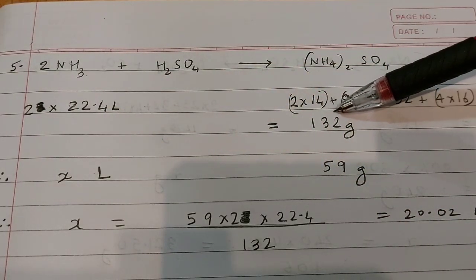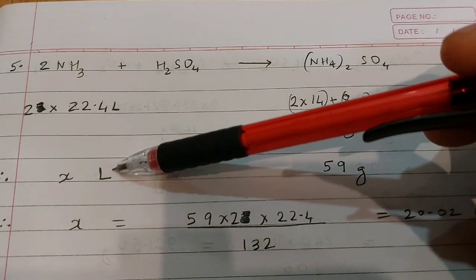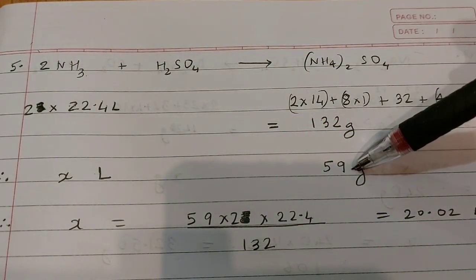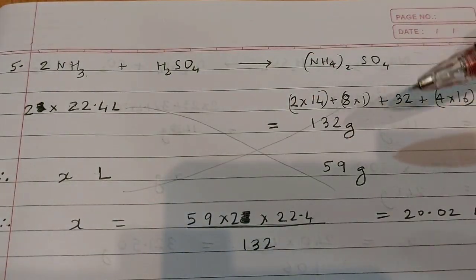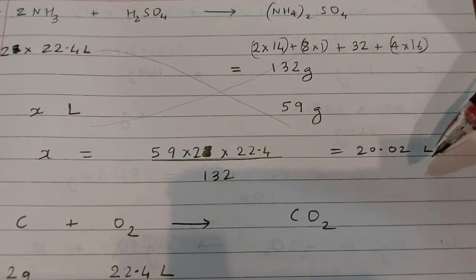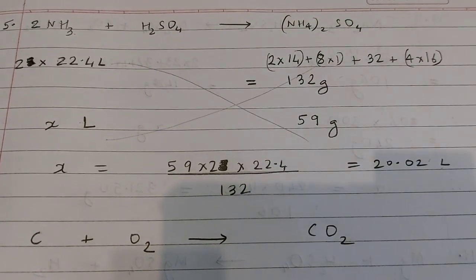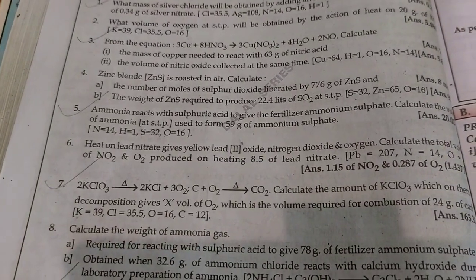The question is, how many liters of ammonia are required to produce 59 gram of ammonium sulfate? So once again, cross multiply and get the answer as 20.02 liters. Next, the seventh sum. Again, the equation is given, 2 equations are given in fact.